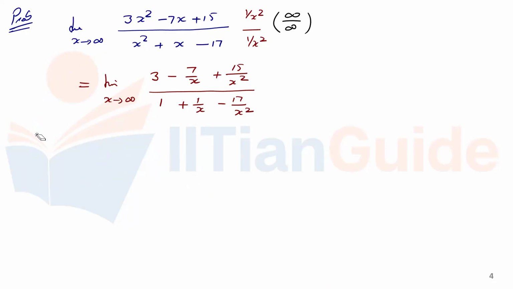That looks nice. Now, I will put x to be infinity. When I put x to be infinite, 7 by infinity will become 0. Here 15 by infinity will become 0. This term is 0. This term is 0. So I can say that it is 3 minus 0 plus 0 divided by 1 plus 0 minus 0. Basically, I'm getting 3. And that is my answer. Clear? Clear to everybody? Yes, sir.